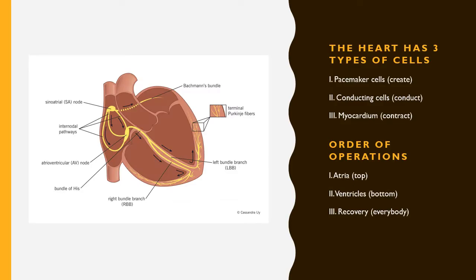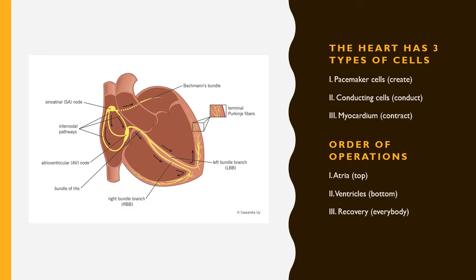Before we actually get into the nitty-gritty of the ECG, let's talk about the architecture of the heart. This is a vast oversimplification, but for our purposes, there are three types of cells in the heart. One, the pacemaker cells, labeled the SA node and the AV node here on the diagram, create electricity spontaneously. Two, there are specialized conducting cells, labeled the internodal pathways, the bundle of His, the left and right bundle branch, and finally three, the muscle cells, all the red tissue that houses everything, those contract.